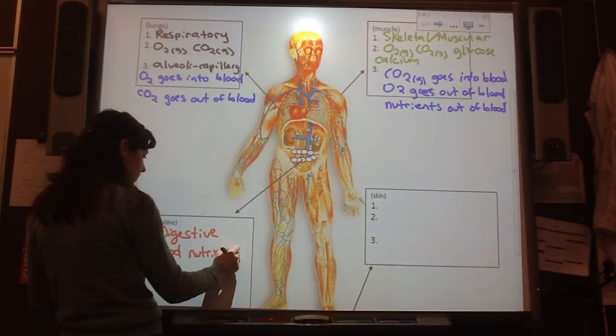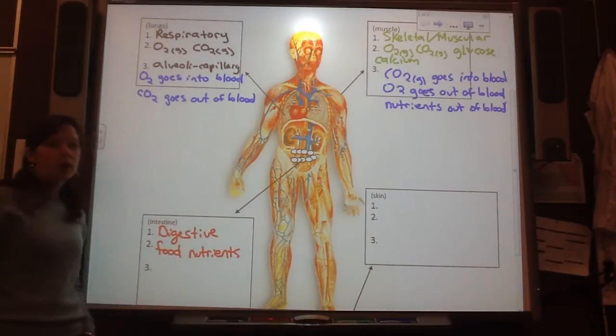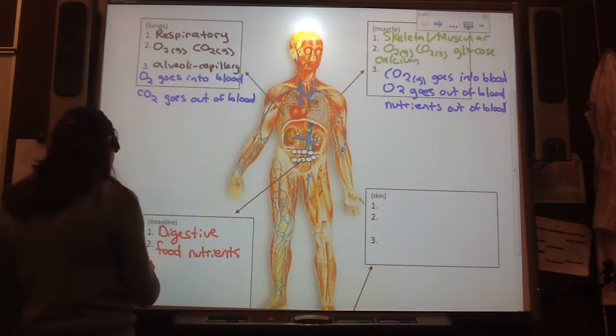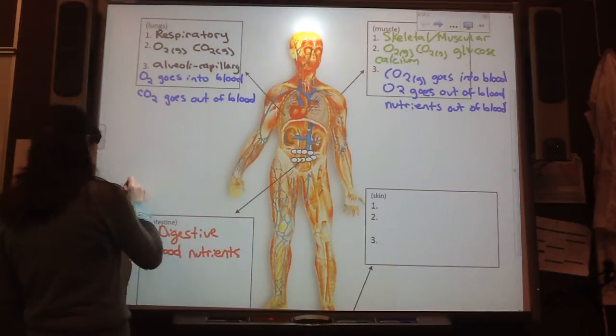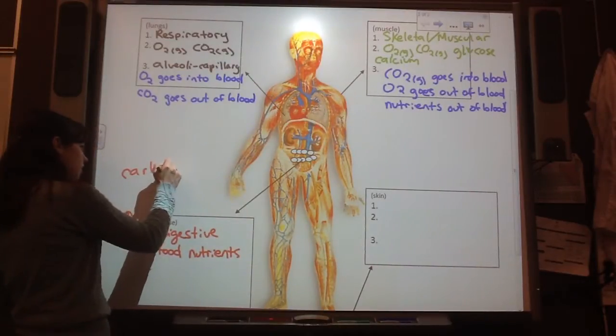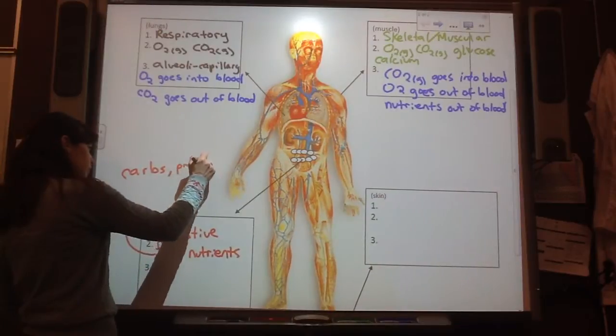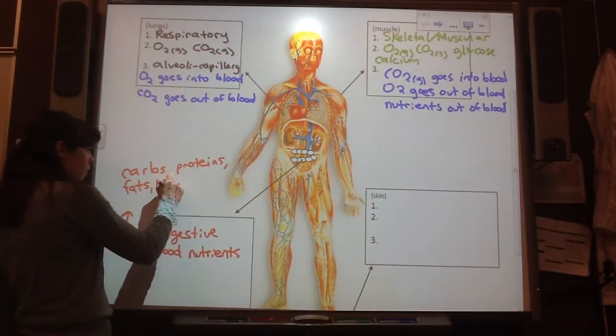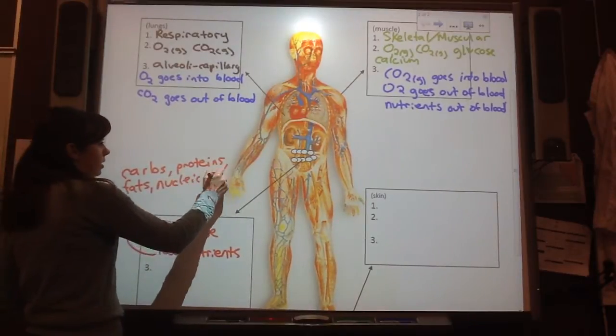Would you also have accepted carbohydrates as well? Well, carbohydrates is one type. Because we have proteins, carbohydrates, fats, and nucleic acids. So we can write each one of those down if we want. So we have our carbs, proteins, fats, nucleic acids.